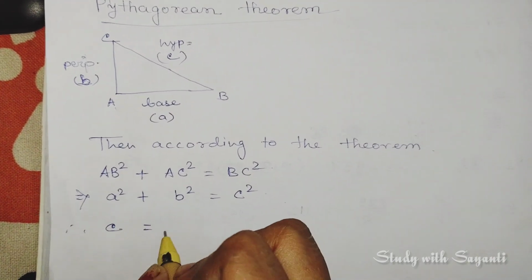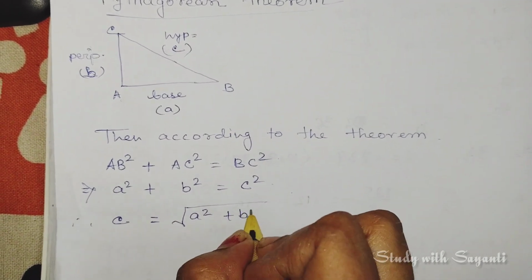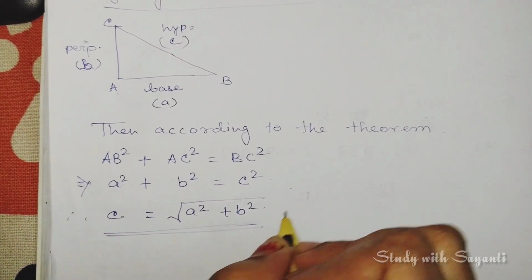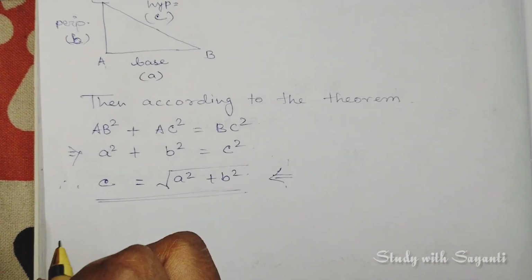From this we can determine the hypotenuse. So C equal to root of A square plus B square. So of a right angle triangle, if any two lengths are known, then we can determine the third one using this formula.